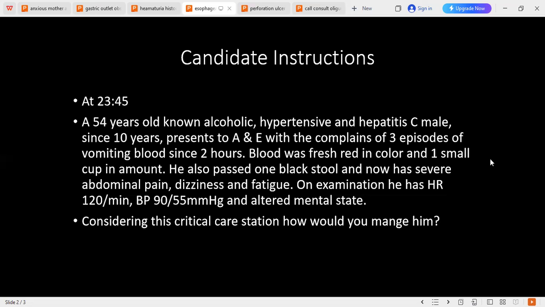Right. So if you've read and understood, considering it a critical care scenario, please tell me how would you manage this patient?